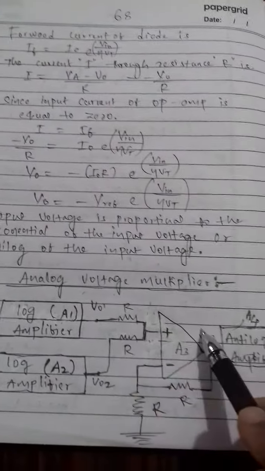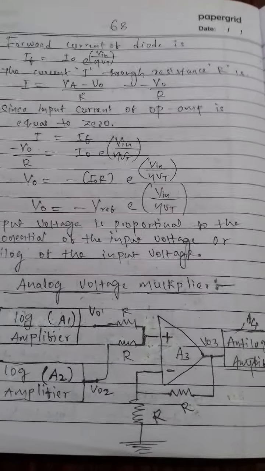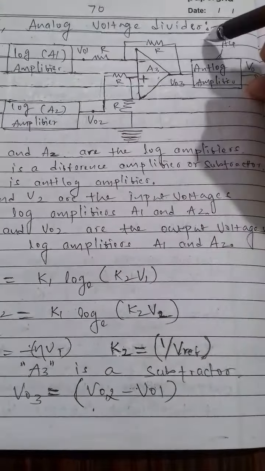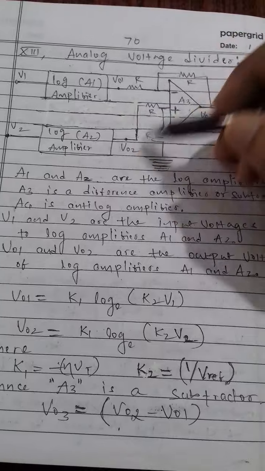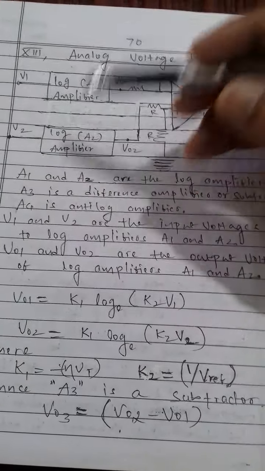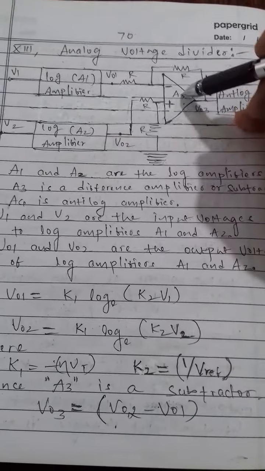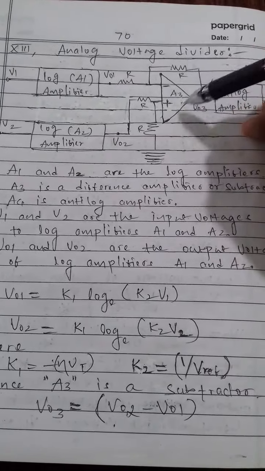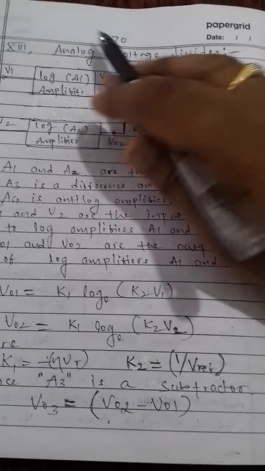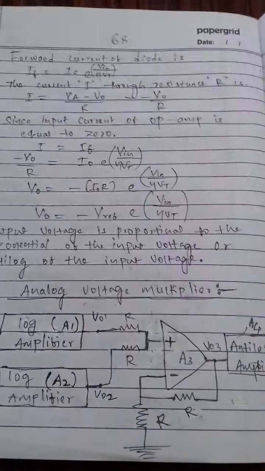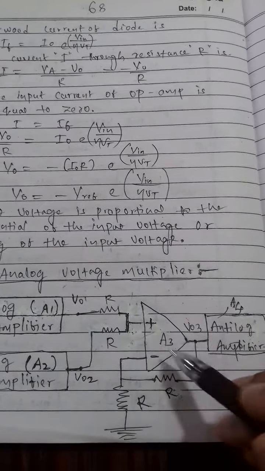Here, this is an analog voltage multiplier, and this one is the analog voltage divider. This one operates as an op amp. Here the op amp A3 operates as the subtractor, but here the op amp A3 operates as the summing amplifier.